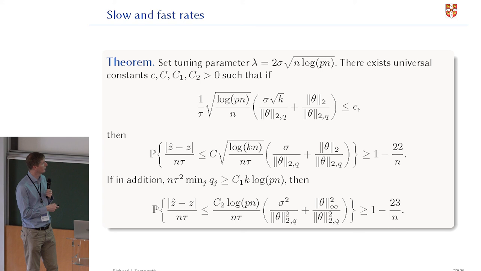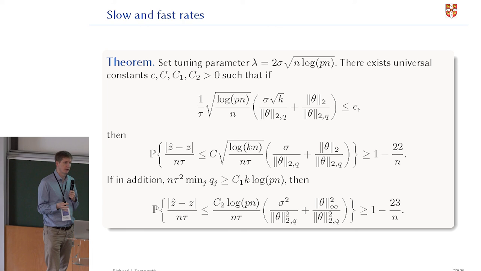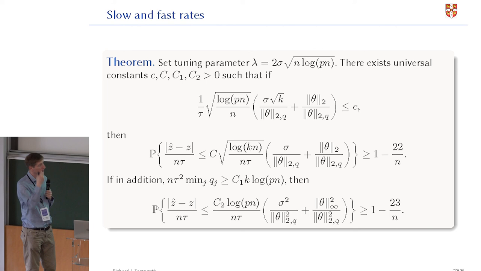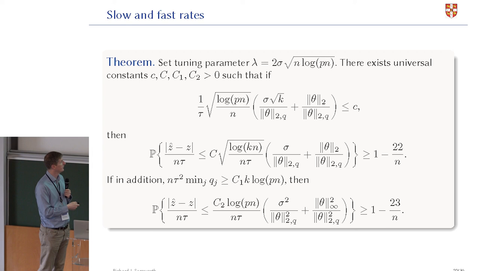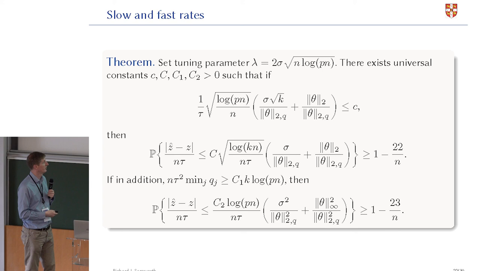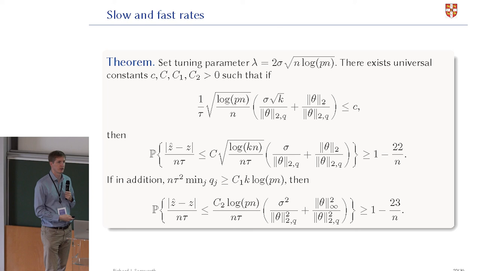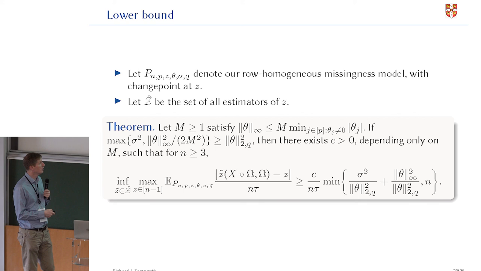What's this asking for? So n times tor times the minimum of the qj's would be the smallest average number of observations you observe on either side of the change point. So we ask for that to be growing in this way, that is at least a sparsity level times a logarithmic factor. And then we get this sum of two terms in the high probability bound on the estimation error. So again, they have the interpretation of an estimation error term and a missingness term. And then this is complemented by a corresponding minimax lower bound, which is of the same form.